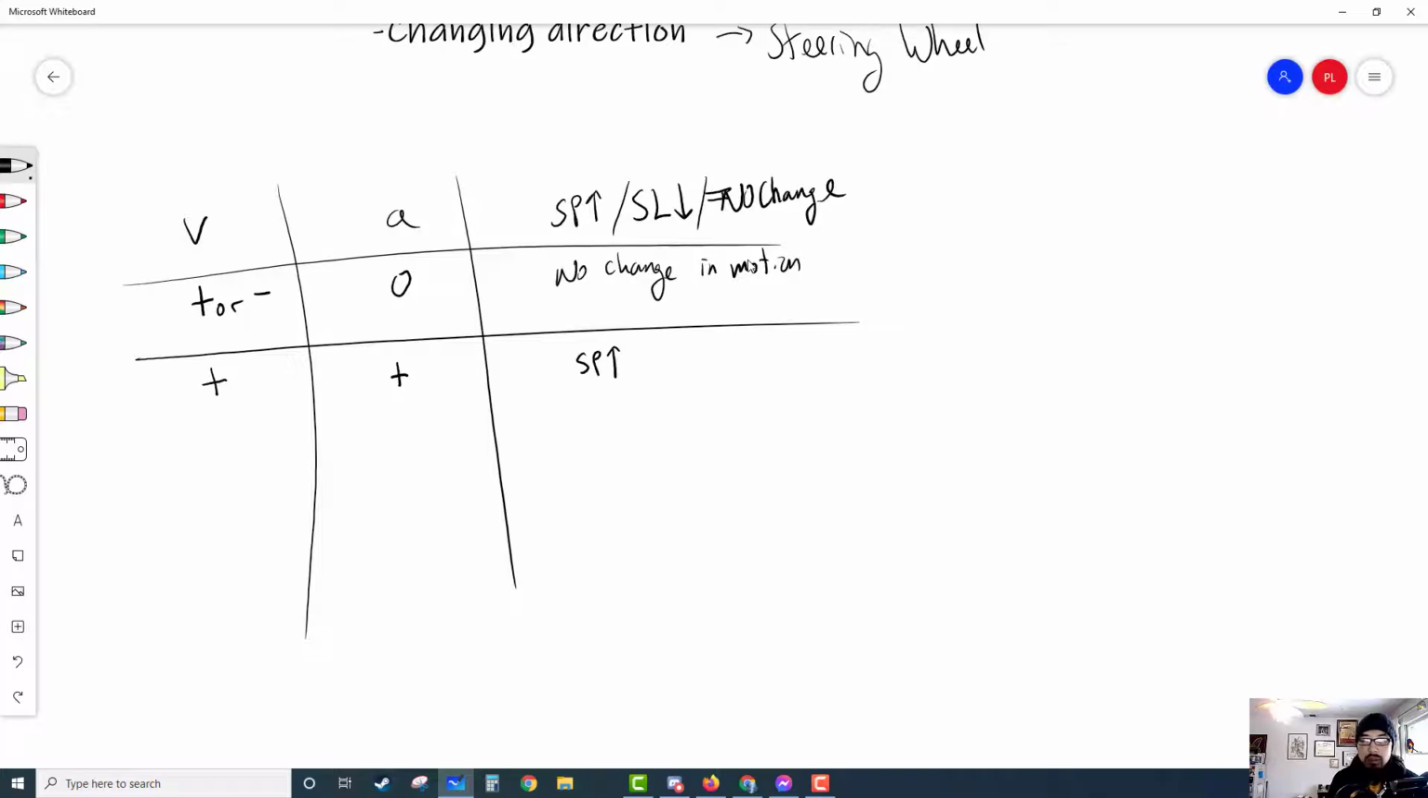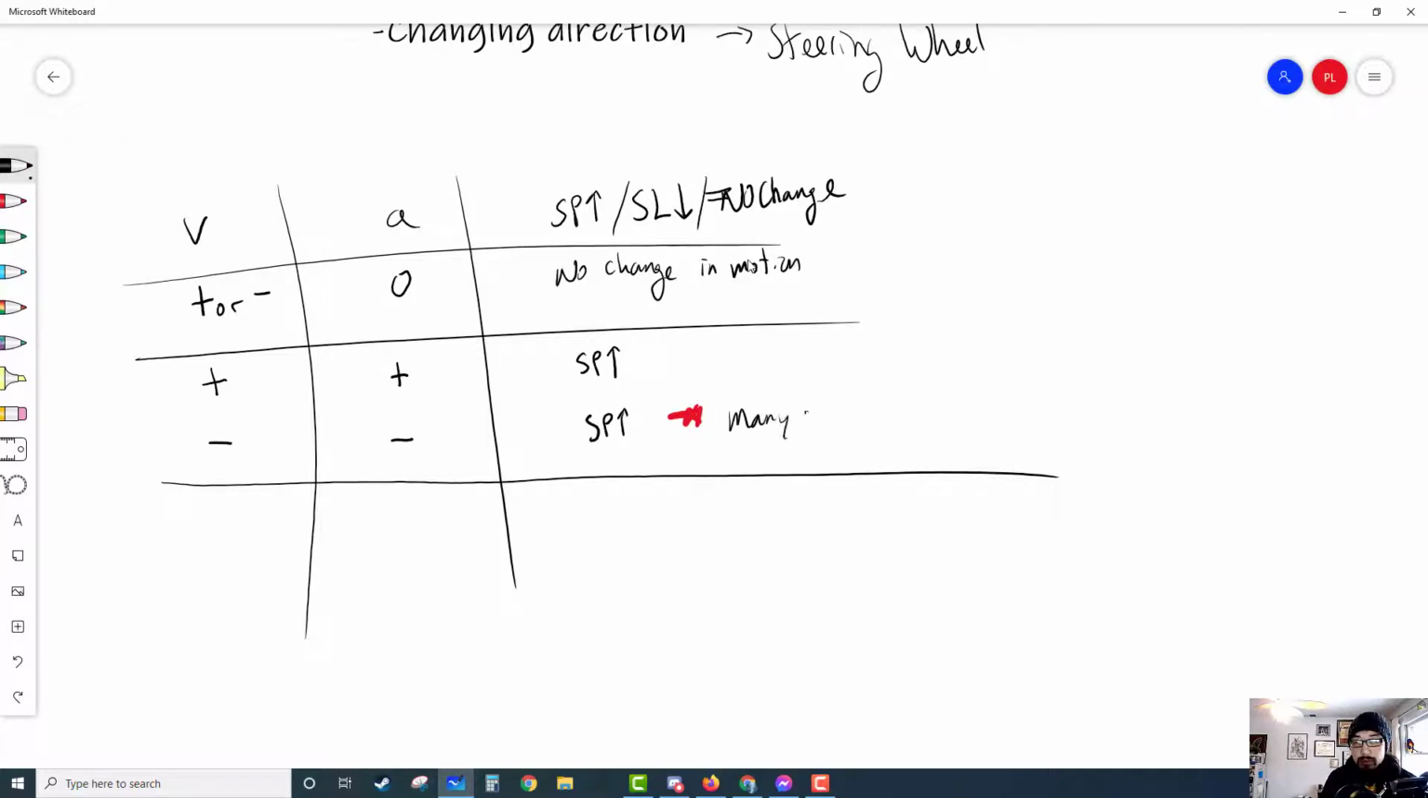Okay. On the other side, if the object is moving towards the negative direction, and it is also experiencing a negative acceleration, that just means that the velocity will constantly change in the negative direction. That means the object is speeding up. Now I'm going to do a little star here. Okay, this is a warning flag.